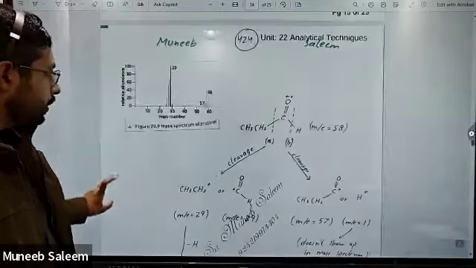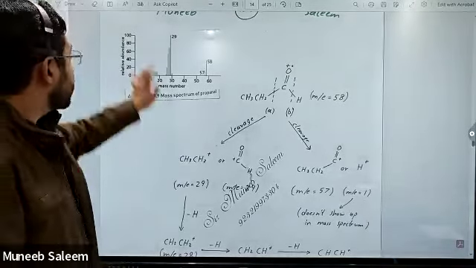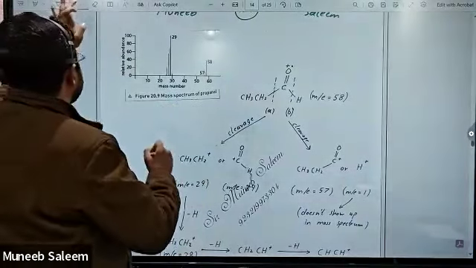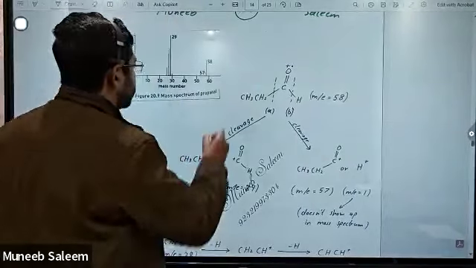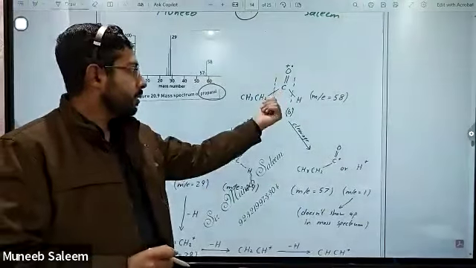Now for this one, that's a mass spectrum of propanal, and propanal is an example of an aldehyde. So here's a different example. You can do the cleavage from here.